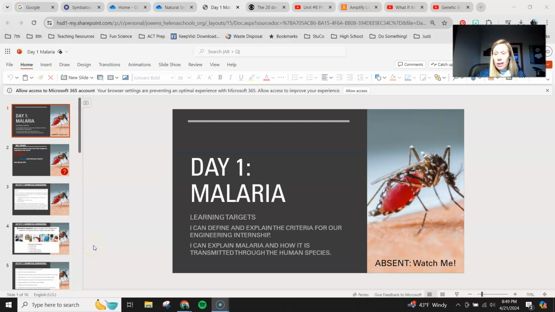This is day 1, and today you will be learning about and researching malaria. So your learning targets: I can define and explain the criteria for our engineering internship, and I can explain malaria and how it is transmitted through the human species. So you will learn a lot about how humans get it and how mosquitoes relate to that.